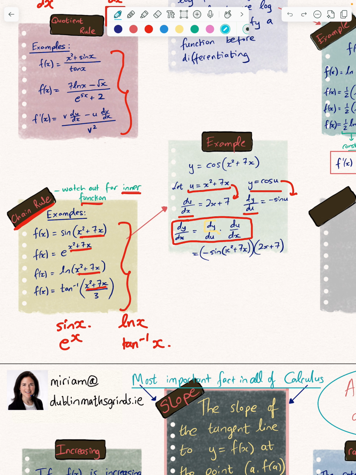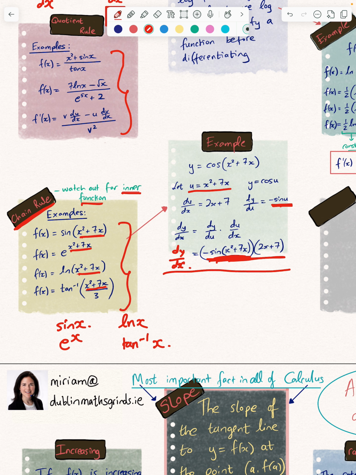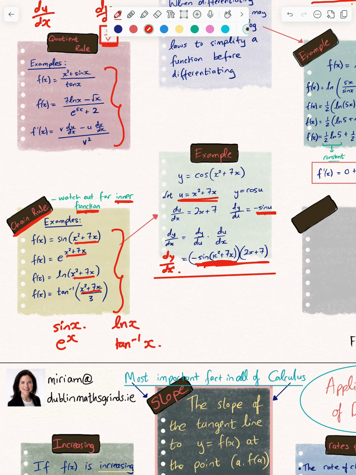And then you put everything back together using that, and just make sure when you get back to dy du, instead of minus sine u, you have minus sine of what we let u equal, which was x squared plus 7x. Finally the derivative should be completely in terms of x. Okay, so watch out for that, for the chain rule. So if you have a more complicated inner function, so not just x, but something more complicated on the inside, the minute you spot that, let u be that more complicated thing.